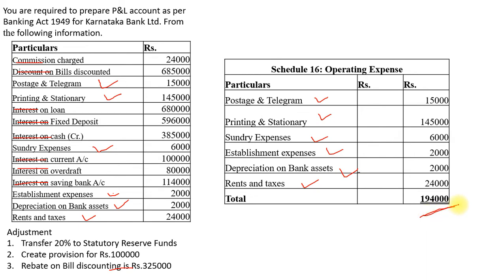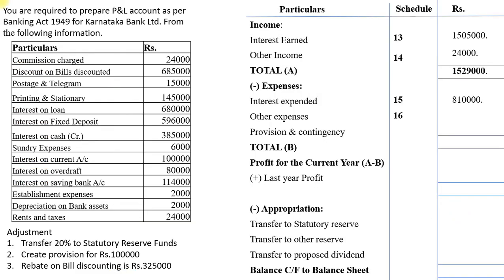Okay. Once we complete with that, we can post in our final. So see, we already had interest earned of 15 lakh 5,000, other income 24,000, added up, we got 15 lakh 29,000. Under expense, interest expended we had 8 lakh 10,000. Just now we totaled up other expense which came to 1,94,000. So these are the four schedules which are compulsorily required to be made. Very simple, this working note.